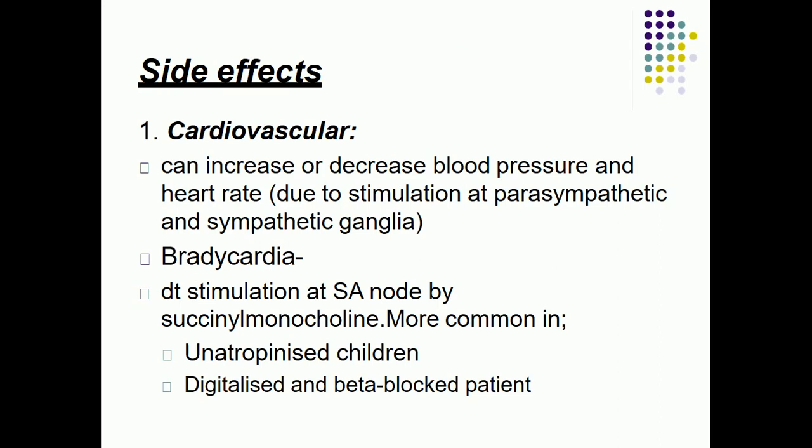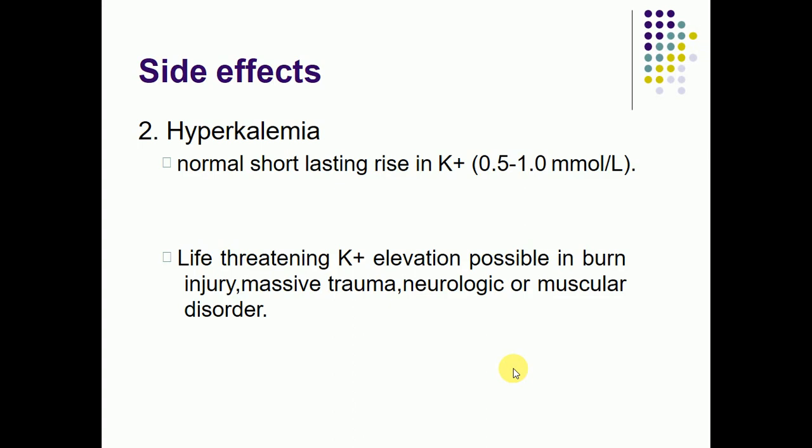Cardiovascular effects are given here that can increase or decrease the blood pressure and heart rate due to stimulation of the parasympathetic and sympathetic ganglia. Bradycardia may occur, as well as stimulation at the sinoatrial node by succinylcholine. It is more common in unatropinized children and in digitalis and beta blocker patients.